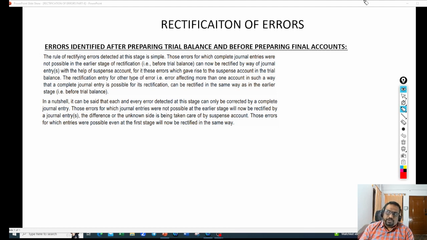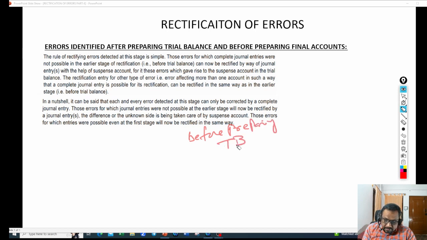Okay guys, today's topic is going to be on errors identified after preparing trial balance and before preparing the final accounts. Before we get into this topic, I just wanted to recap on the first stage. What is the first stage? Errors identified before preparing the trial balance.